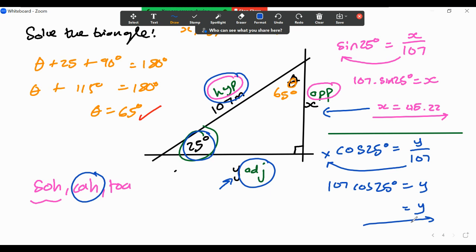Y is equal to, or it's equal to y, which means the same thing. So 107 multiplied by cos 25 equals 96.97. 96.97 will be y. This is in meters, and this is also in meters. And I've now solved the triangle. I found x, I found y, and I found the missing angle for that. All right.